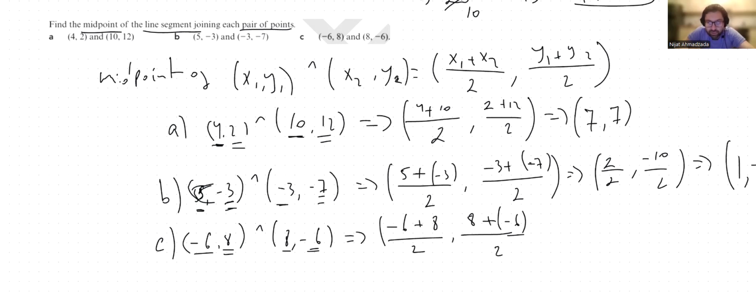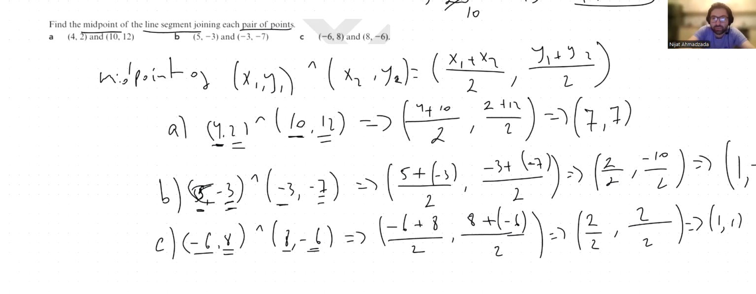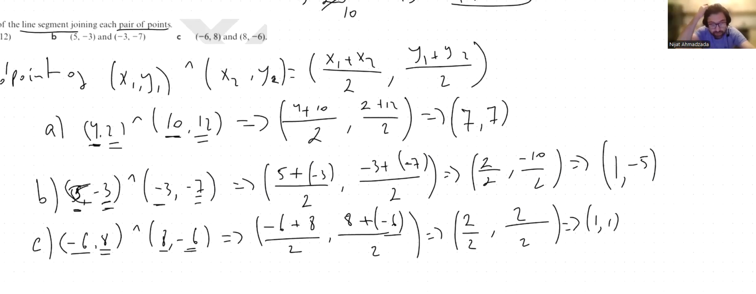Now, just gotta do the calculations. These are the easy parts. So negative 6 plus 8 is 2 over 2. 6 plus negative 8, again, 2 over 2. So the answer will just be 2 over 2 and 2 over 2. So the 1, 1. Okay? That's it. In order to understand this, again, we got to have some more videos.